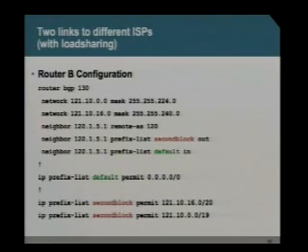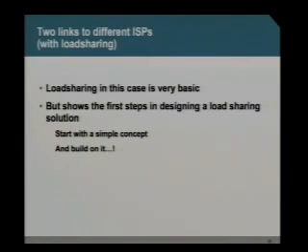Router B, we just have the second address block. So you notice the second address block is there. We send that out. Again, we accept just the default inbound. So we do nearest exit for outbound traffic. So it's very, very basic load balancing in this case, but it's starting with a simple concept and building upon that.